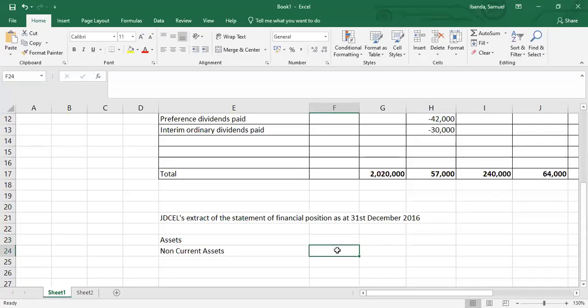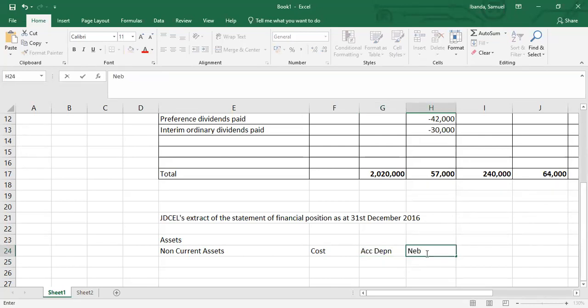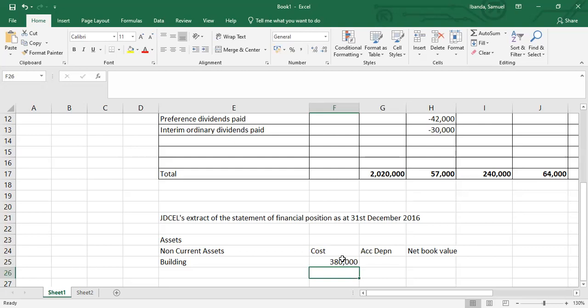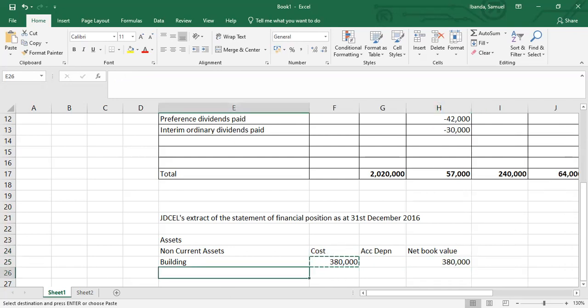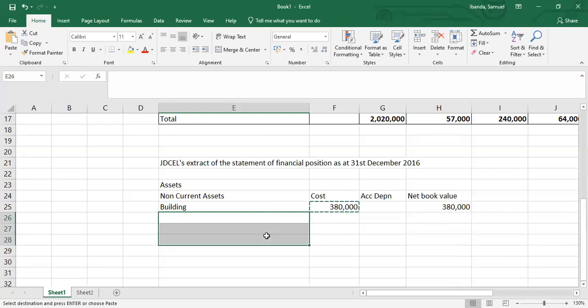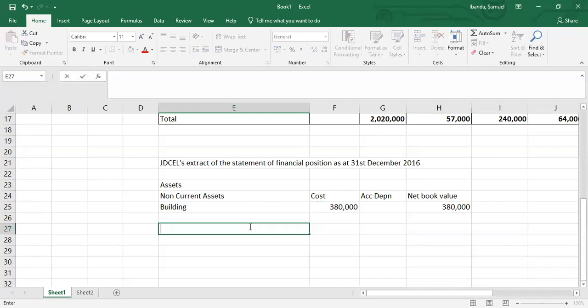Remember here, we still have things like cost, accumulated depreciation, and then the net book value. Now for the building, they have not given us any more information around accumulated depreciation. So we shall just write 380,000. Net book value right there. That is what we have. I don't have any other assets, and I also don't have any current assets provided to me. So I'll just move to equity.